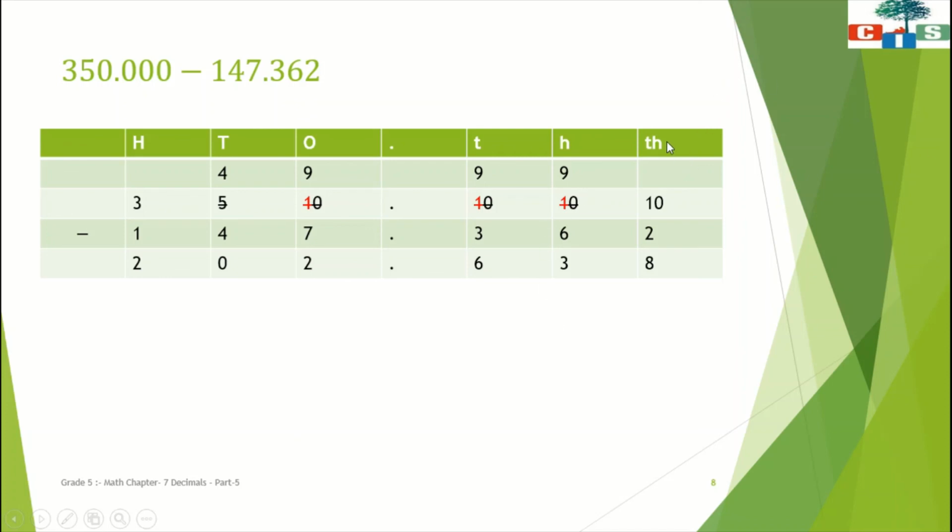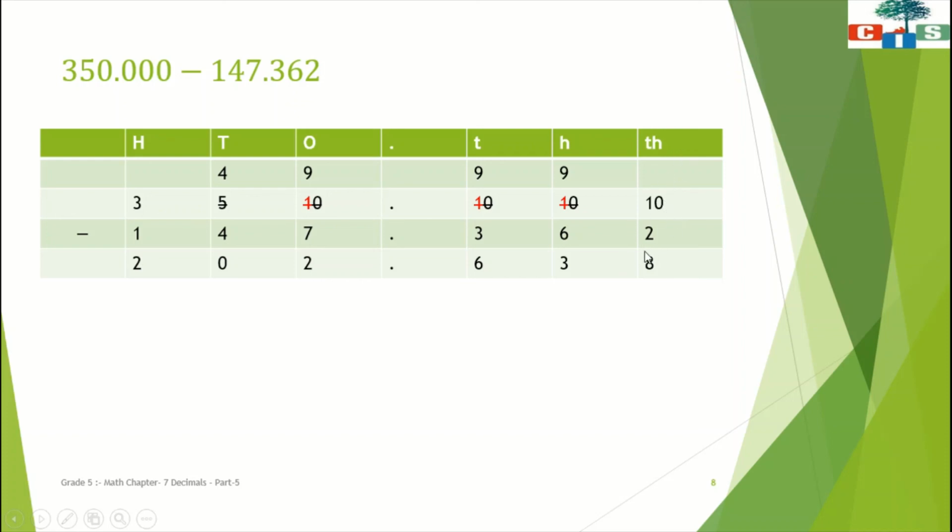Now finally we come to the thousandths place. Here we have 0, and at the hundredths place we have 10. We can easily borrow from the hundredths place. The 10 is reduced by 1 and becomes 9, and the digit at the thousandths place becomes 10. Such type of subtraction is known as subtraction over 0. Now we'll start subtracting.